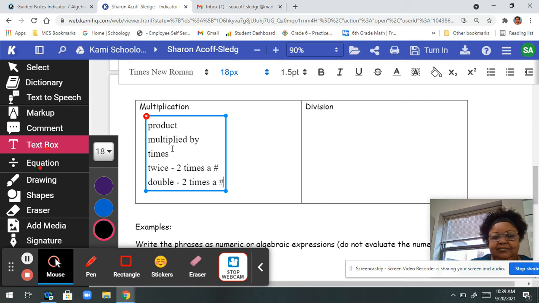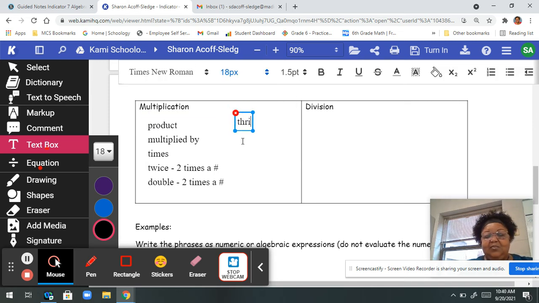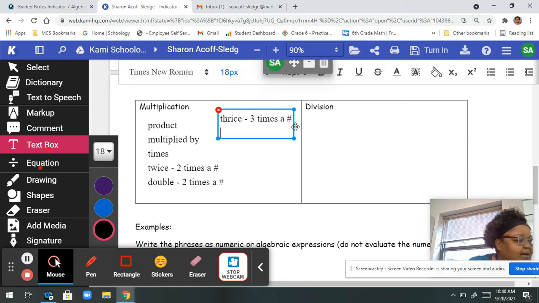Let's look at some more that you might not think about as multiplication. Thrice. That means, what do you think? Because if twice means two times, thrice means three times a number. And then triple.